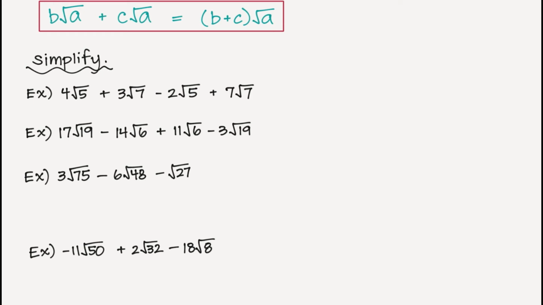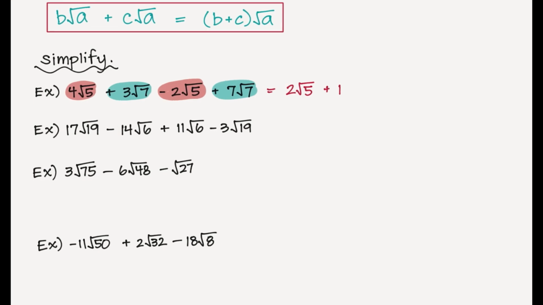So in this first example, I have 4 radical 5 minus 2 radical 5. So that leaves me with 2 radical 5. I also have 3 radical 7, which I can add to 7 radical 7 to leave me with 10 radical 7. So my final answer is 2 radical 5 plus 10 radical 7.